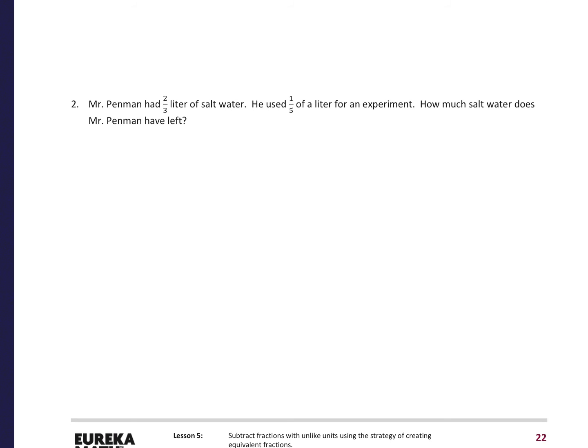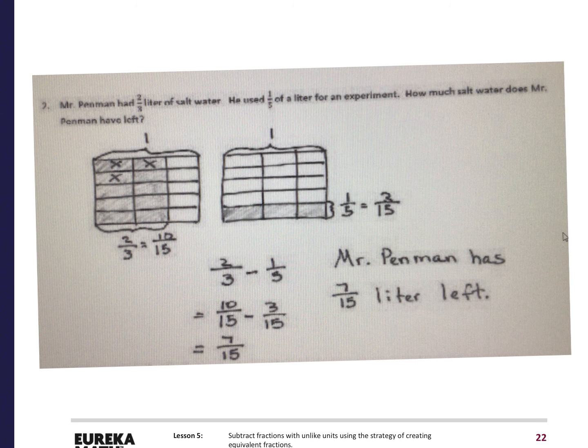Here we have number 2. Mr. Penman had 2/3 liter of salt water. He used 1/5 of a liter for an experiment. How much salt water does Mr. Penman have left? I'm going to let you go ahead and try to do this by yourself. And I'll have the answers pop up in 3, 2, 1. And your answer should be something like this. Mr. Penman has 7/15 liter left.